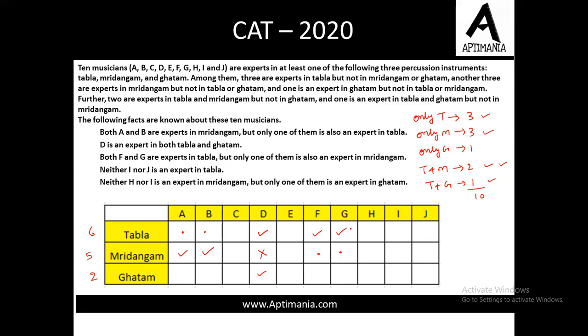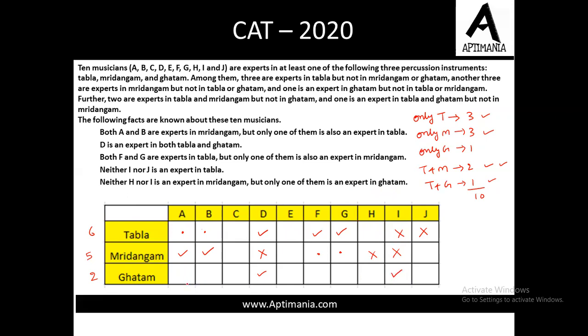Neither I nor J is an expert in tabla. Further, neither H nor I is an expert in mridangam, but only one of them is an expert in ghatam, and that has to be I, because I is left with only one option now. Fine. So here it must be a tick.